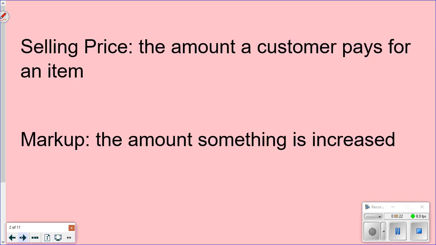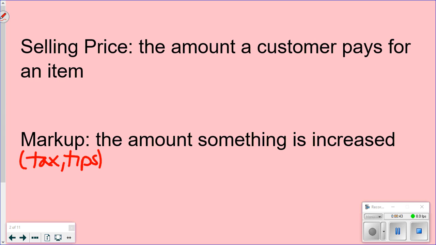So the first thing we're going to do is pretty much focus on markups. We're going to call them markups today. I have another lesson dedicated to tax and tips, but just know that it's found a lot the same way. So first of all, the first vocabulary word you need to know is selling price. And this is the amount a customer pays for an item.